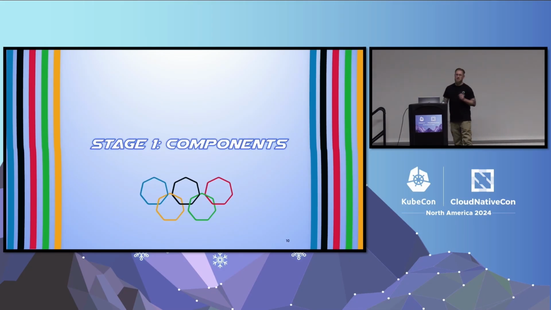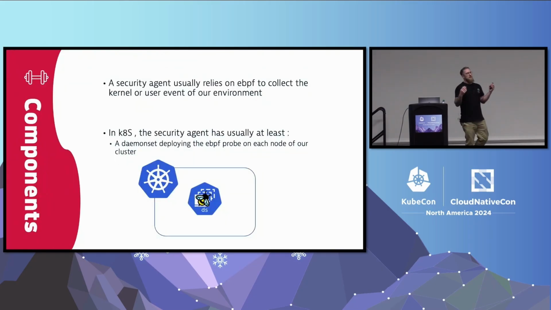All right, so let me remind the things. So components. Here we need to capture events that will happen in a system. And usually those events are on the kernel, so the best way to do it is to rely on eBPF agents. So what we expect from a component perspective at the end, obviously, is to have a daemon set in our cluster, and that daemon set will deploy those eBPF probes. So that will be the mandatory requirement when we deal with those solutions in each solution that we cover. So let's cover each solution.